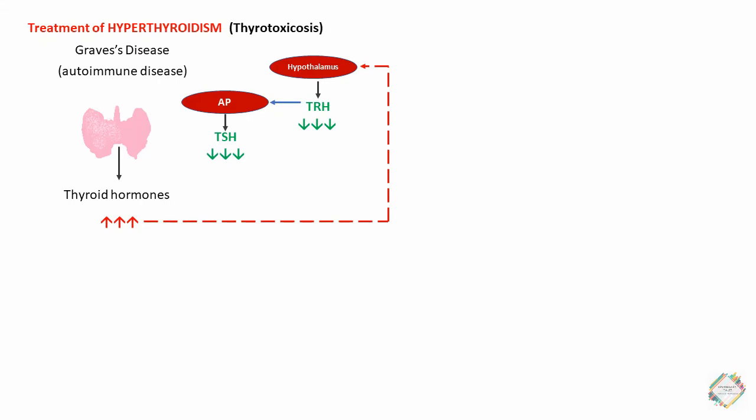The main goal of therapy is to decrease the synthesis and/or release of additional thyroid hormone. This can be accomplished by various mechanisms. First is the removal of part or all of the thyroid gland. This can be accomplished either surgically or by destruction of the gland with radioactive iodine. So how is this possible?